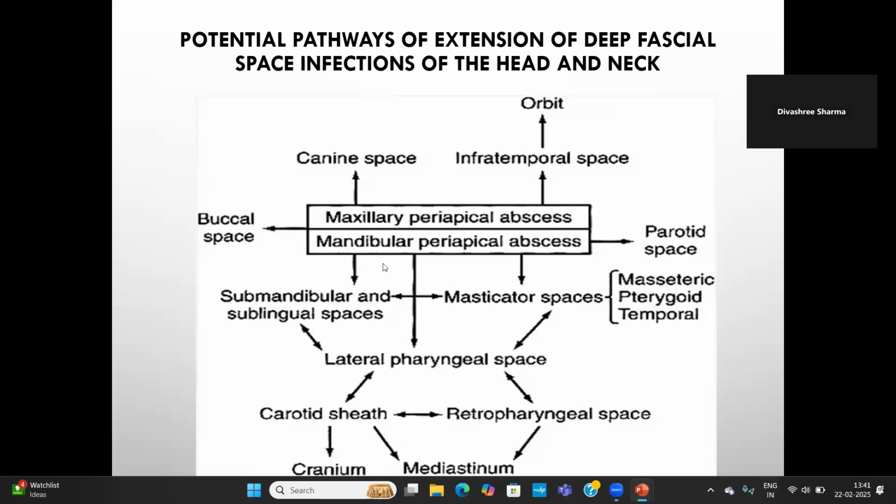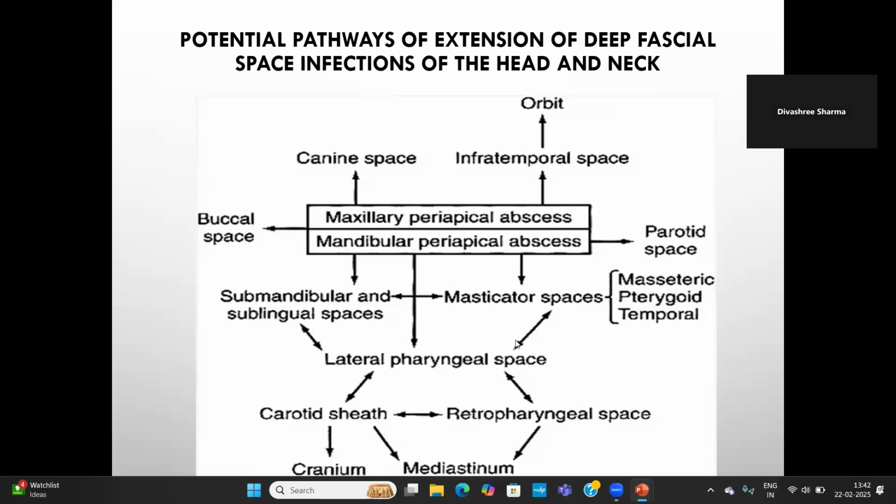Now, mandibular periapical abscesses can lead to the formation of parotid space infection, masticator space infections, submandibular and sublingual space involvement, and direct involvement of the lateral pharyngeal spaces. Submandibular and sublingual space can also lead to lateral pharyngeal space infection. Similarly, masticatory spaces, which are namely the masseteric, pterygoid, and the superficial and deep temporal spaces, can also lead to lateral pharyngeal space infection. Since, as I told in the beginning of the lecture and in between also, all the spaces are interconnected.